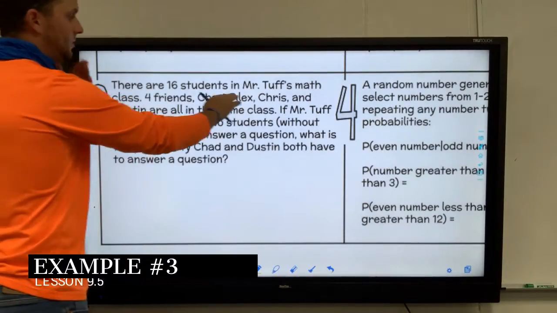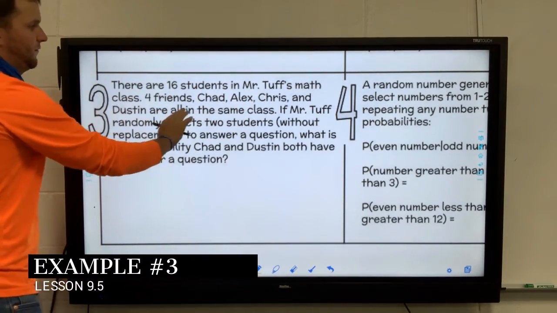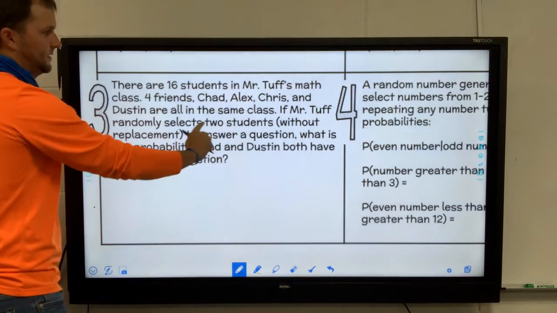It says there are 16 students in Mr. Tuff's math class. 4 friends, Chad, Alex, Chris, and Dustin are all in the same class.